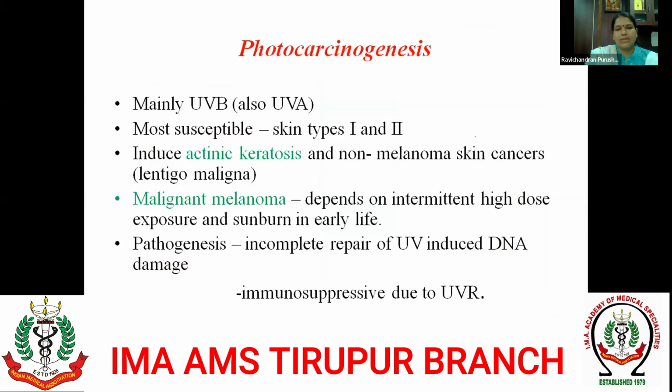When we look at the acute effects, we also have long-term effects, mainly of UVB and UVA. It can trigger some pre-malignant conditions like actinic keratosis, seborrheic keratosis, and so on. Non-melanocytic skin cancers are also triggered by chronic sun exposure, like squamous cell carcinoma and basal cell carcinoma. Malignant melanoma is also more common if there is exposure to a high dose. Because of improper repair of UV-induced DNA damage and immunosuppression due to UV radiation, these carcinogenic conditions are common.